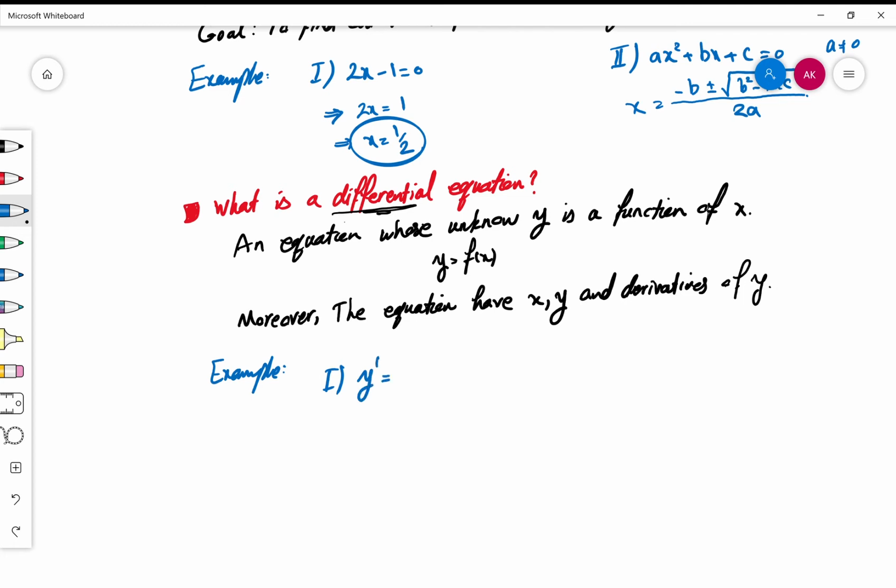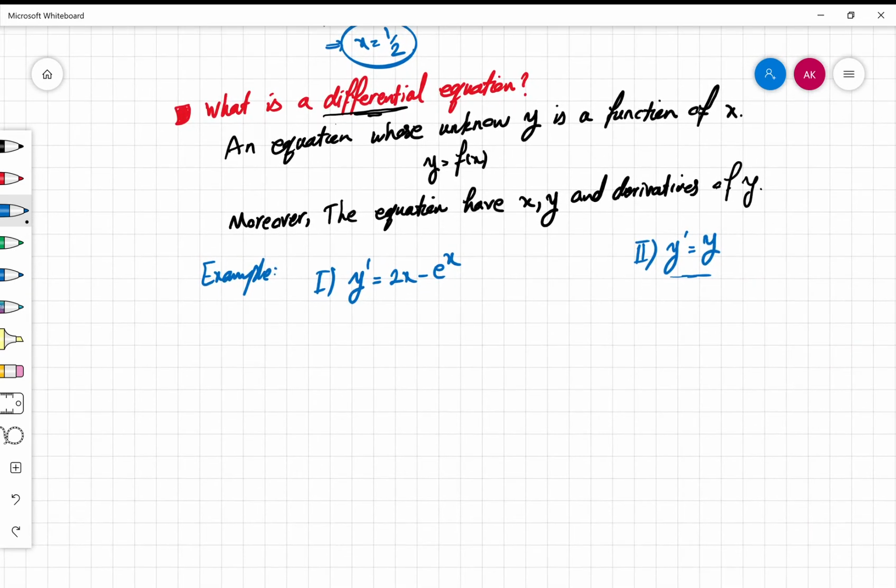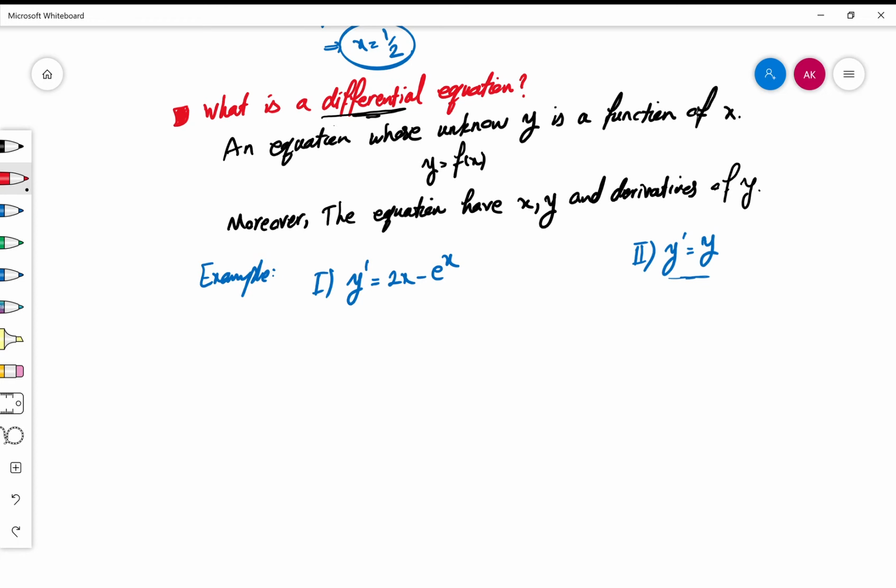y prime is equal to 2x minus e to the power x, or y prime equal to y. So we are basically looking for functions of x which satisfy this thing, a function y in x whose derivative is equal to itself. So these are examples of differential equations. Okay, so if those are the examples, how about the solution? So what are we looking for?